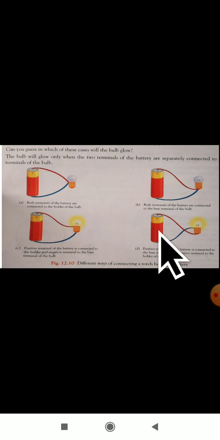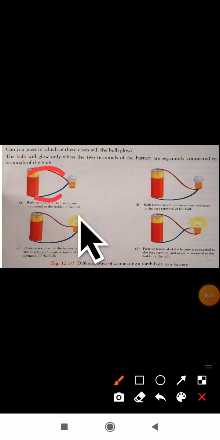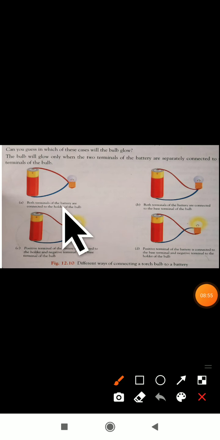So here they have given one picture. First, what have they done here? Both terminals of a battery, see here, nothing but positive and negative terminals, are connected to the holder of the bulb.